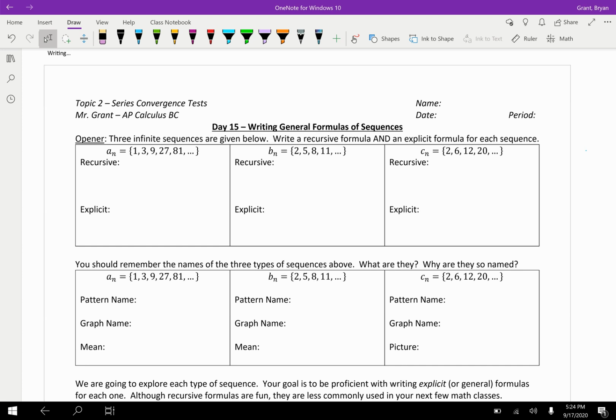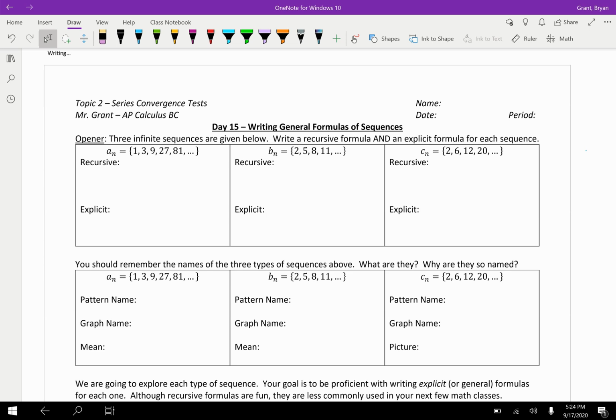Welcome back to our second day of sequences. This is day 15, writing general formulas of sequences. It's going to build directly off of day 14, and I think even in the past I've had these 2 days connected before, but it made a little bit more sense time-wise to split them.